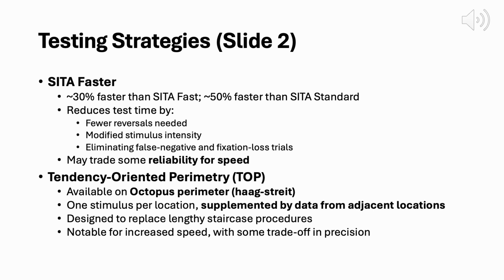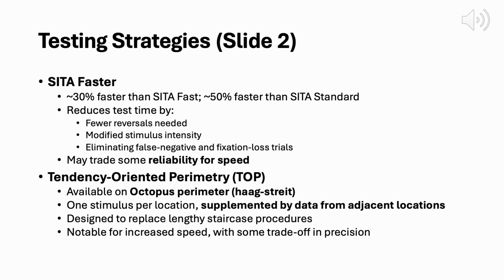Let's now continue with two additional strategies used in perimetry, SITA Faster and tendency-oriented perimetry, or TOP. SITA Faster is the most recent advancement in SITA technology and is about 30% faster than SITA Fast and around 50% faster than the traditional SITA Standard.